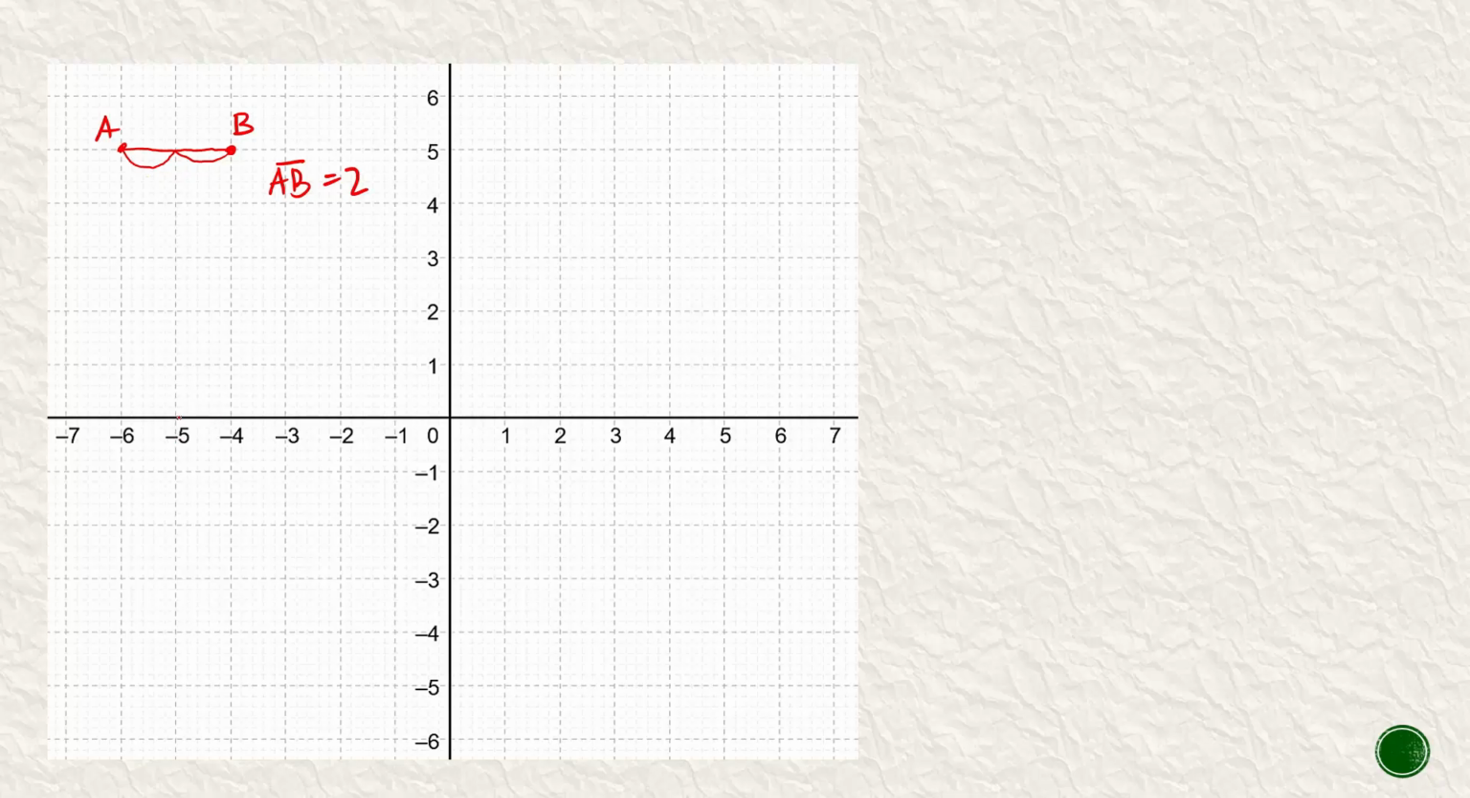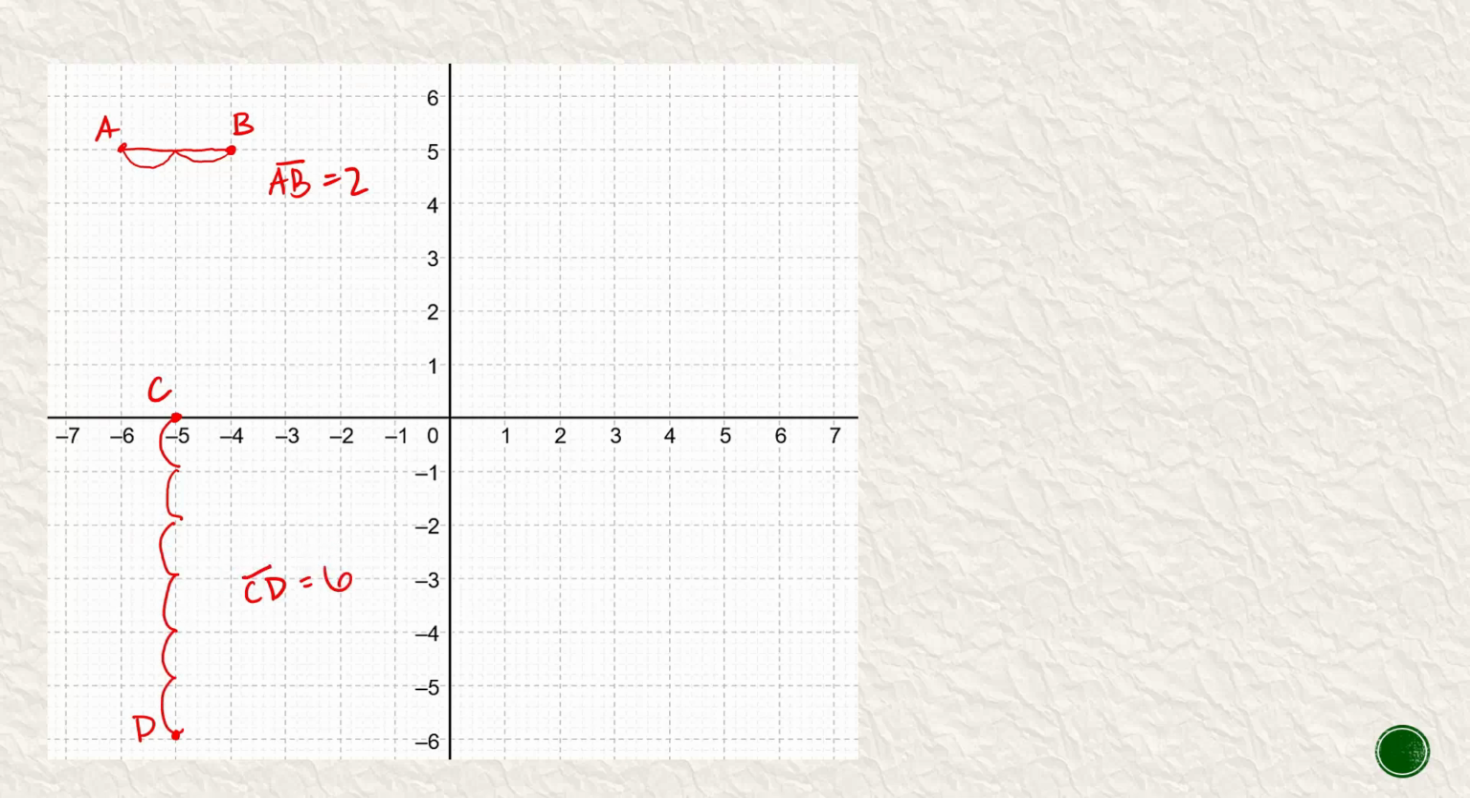Now let's consider these 2 points, and these 2 points are aligned vertically. Let's just say point C and point D. If we want to know the distance between C and D, that's also easy, right? Because we can do this: 1, 2, 3, 4, 5, 6. So CD is just 6 units.